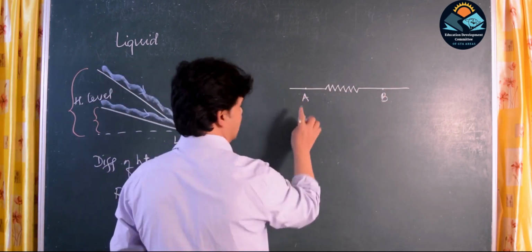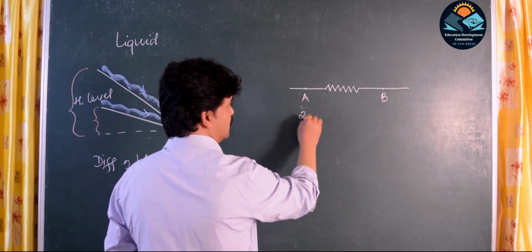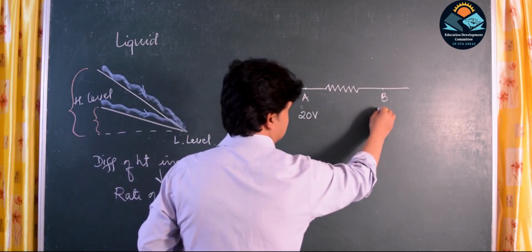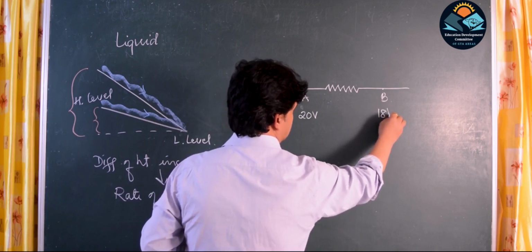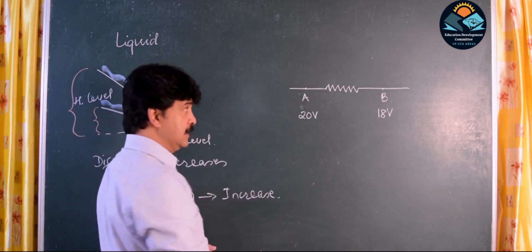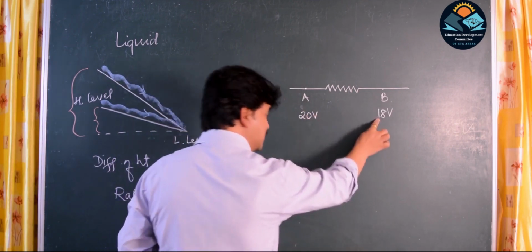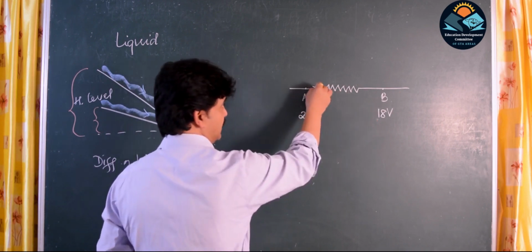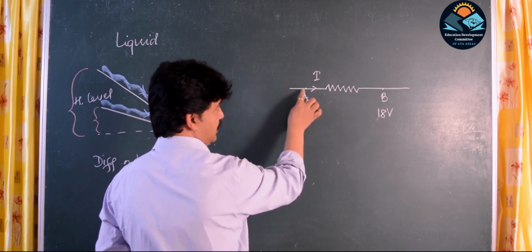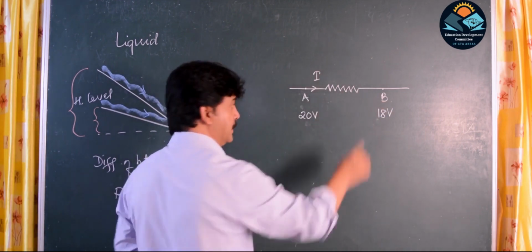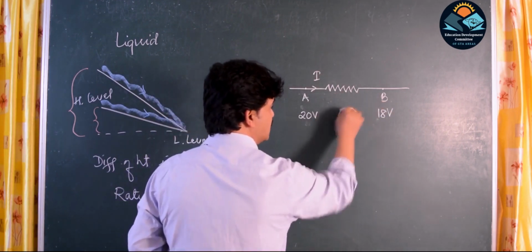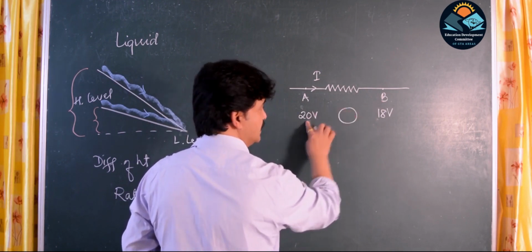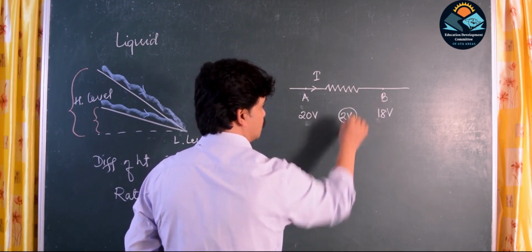Let's say A is at a potential of 20 volt and B has a potential of 18 volt. Since there is a potential difference, current will flow from higher potential to lower potential. That's why current I flows from A to B. Now, what is the potential difference here? 20 minus 18 is 2 volt.